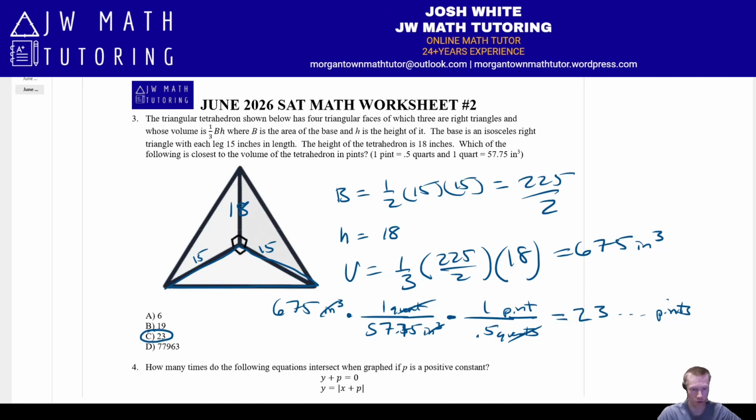So that's how you solve this problem. It looks very complicated, but the actual calculations themselves are not that complicated. It's just calculating the area of a triangle, plugging that value in along with the given height to calculate the volume of this 3D figure, and then converting that volume from cubic inches to pints.